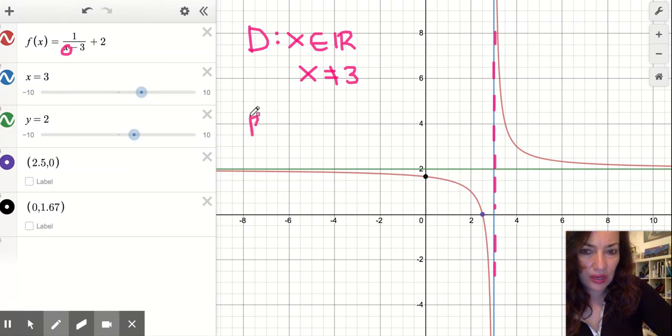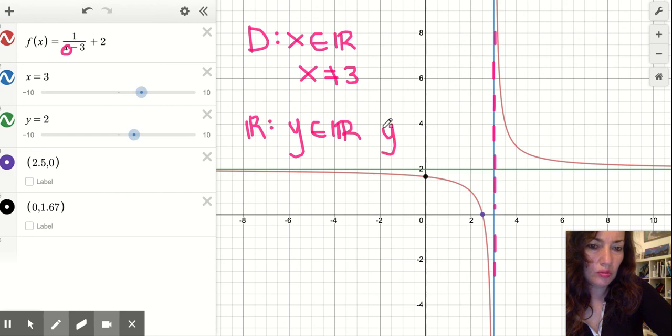Same idea for the range. The range is y is an element of all real numbers, where y cannot equal, what do you think? Where y cannot equal 2. So y cannot equal 2. If you look at the graph again, we have a horizontal asymptote at 2. That means y will never be 2. So y is never going to touch the line y equals 2. Therefore, our range is y cannot equal 2.